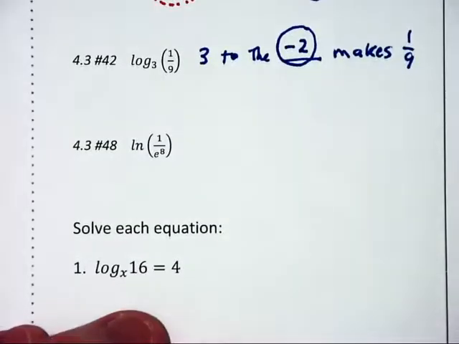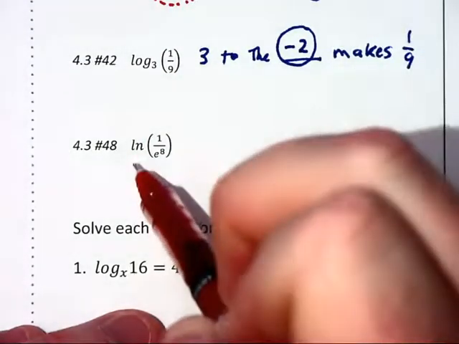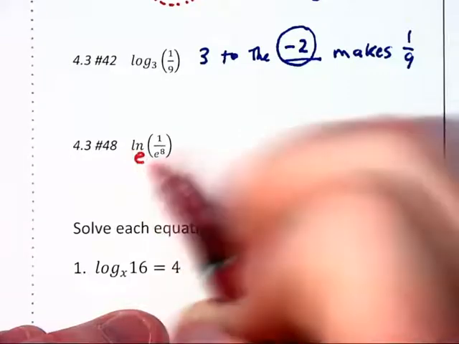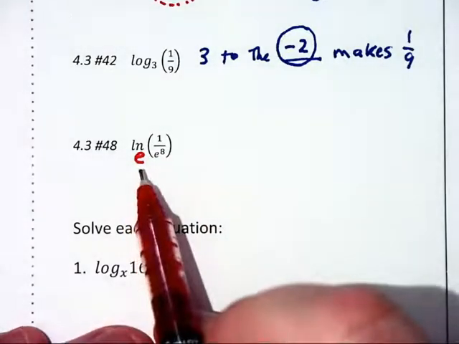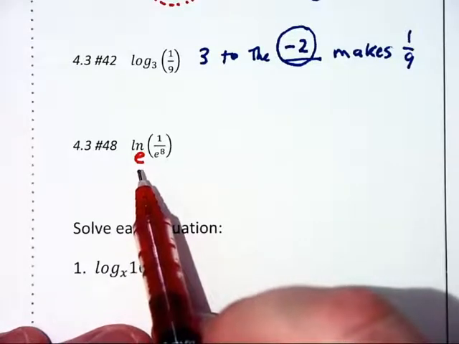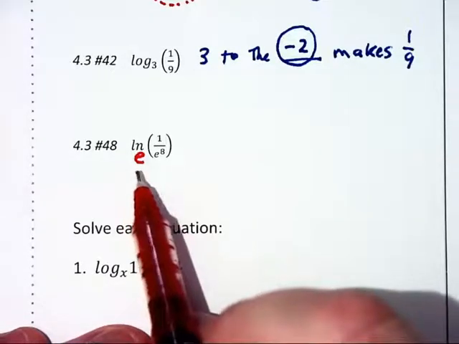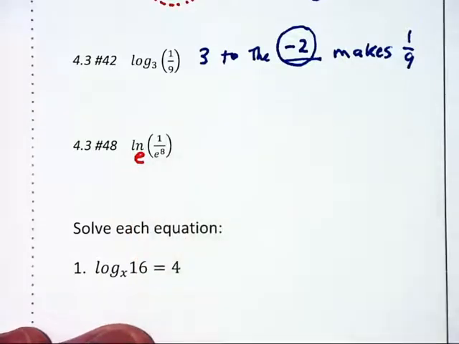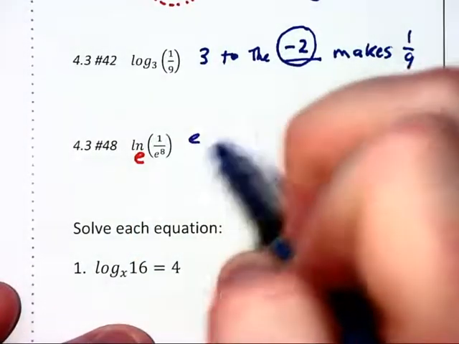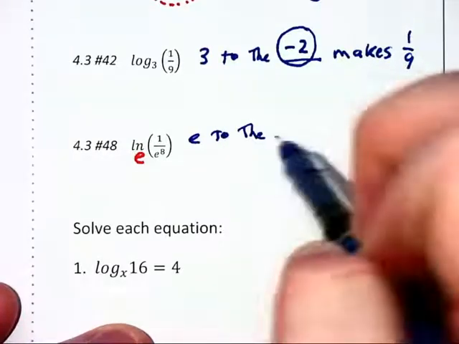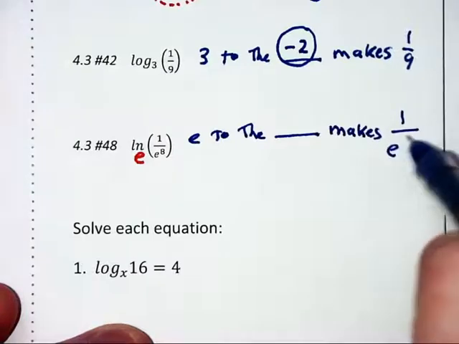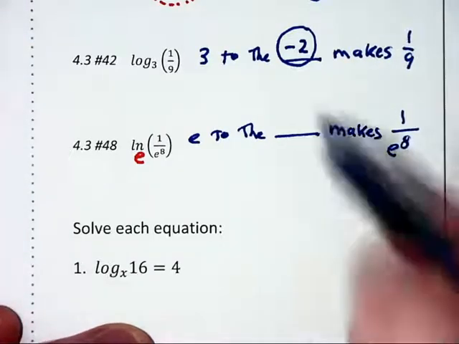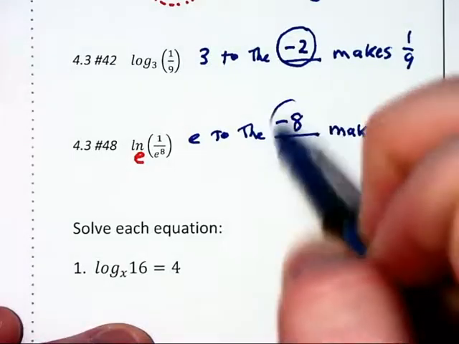Let's do the next one. A little bit different here. We have to understand that whenever you have a natural log, there's an understood base of e written in there. Common logs written log have a base of 10. Natural logs have a base of e. So now we're going to be saying e to the what makes 1 over e to the 8th. And the answer is -8.